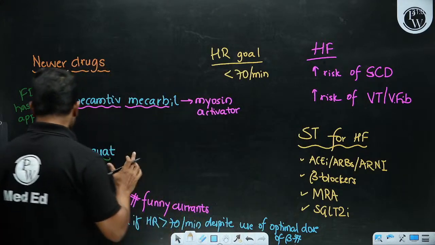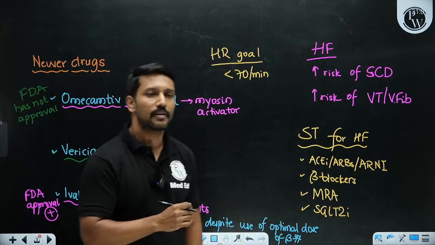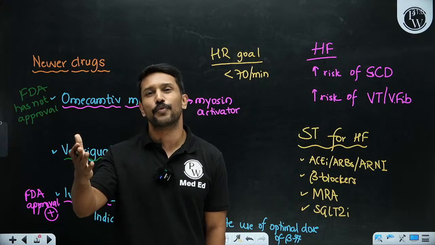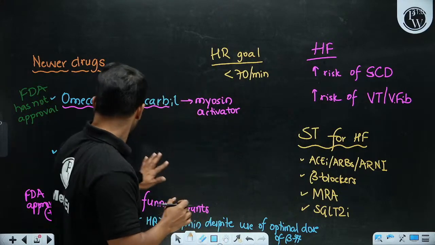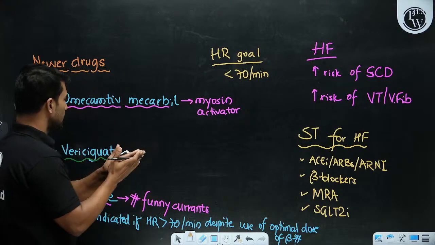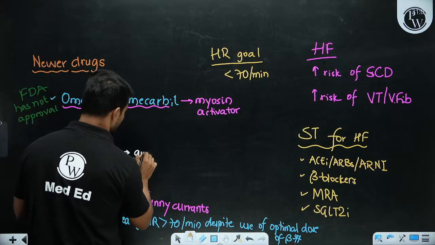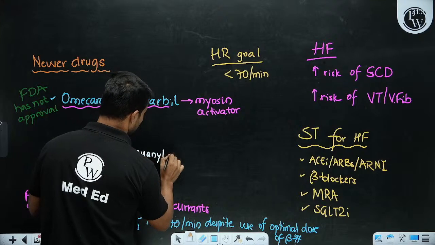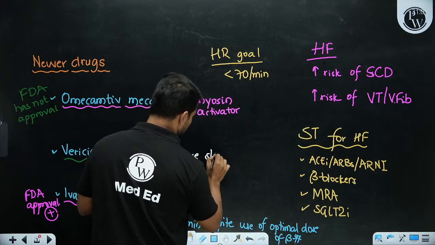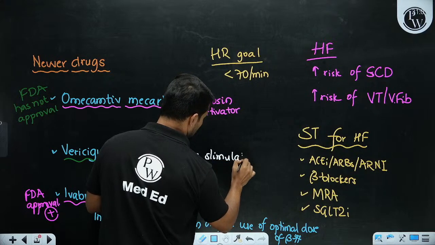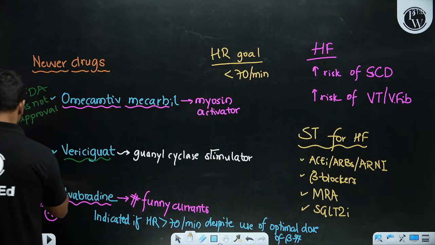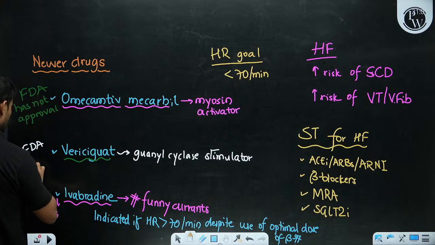Yes, that is Vericiguat. What is Vericiguat? It is a guanylyl cyclase stimulator. So that causes vasodilatation. Same Vericiguat, but instead of pulmonary hypertension, we are using it for patients with heart failure. It is a guanylyl cyclase stimulator. FDA has approved it for the treatment of heart failure.